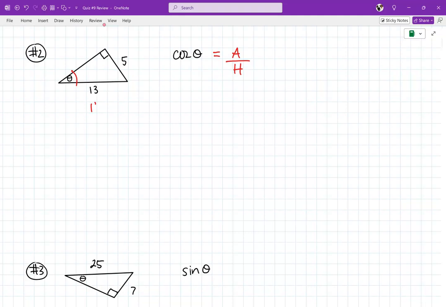13. Which one is my adjacent? That's opposite. Yeah, adjacent is right here. This is opposite though. 5 is my opposite. Remember, adjacent, the little arc touches the adjacent and the hypotenuse all the time. So one is going to be adjacent, one's going to be hypotenuse. So I need to figure out my adjacent side. Okay, I got to figure out that a value.